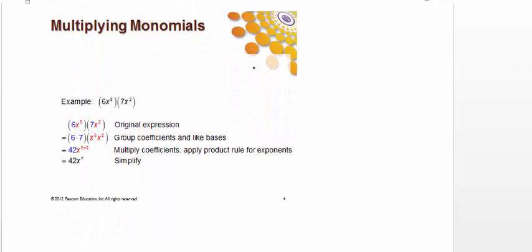Here I'm multiplying monomials. So I want to multiply 6x^5 times 7x^2. So I multiply the coefficients 6 and 7. I multiply x^5 times x^2. 6 times 7 is 42. x^5 times x^2 is x^(5+2). So the answer is 42x^7.